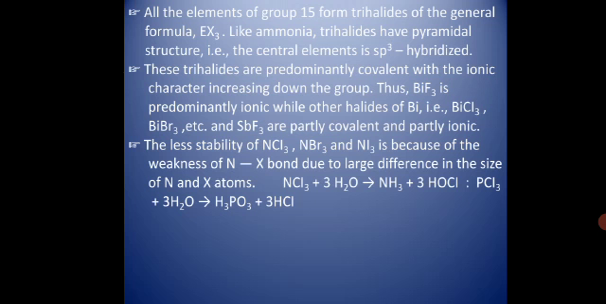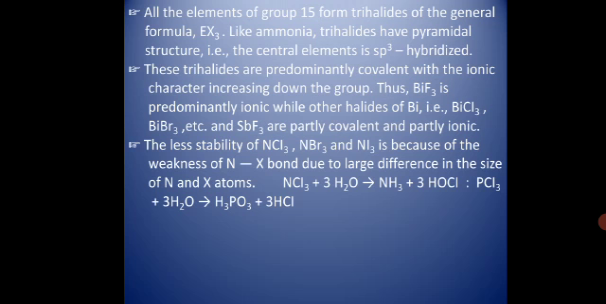Now all the elements of group 15 form trihalides of the general form EX3, like NCl3 and NF3. Trihalides have pyramidal structures, like ammonia, which is pyramidal. There the central atom, nitrogen, is sp3 hybridized. These trihalides are predominantly covalent, with the ionic character increasing down the group. When you come from nitrogen to bismuth, the ionic character increases.